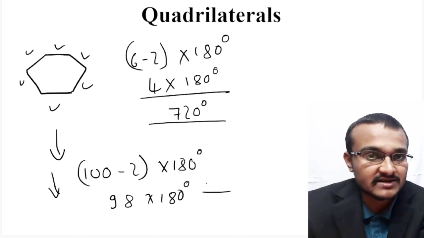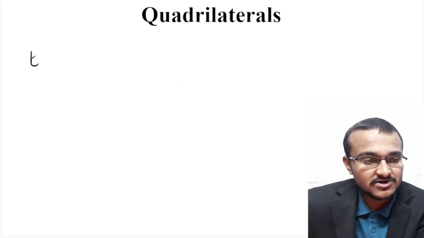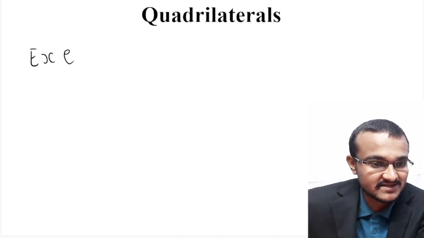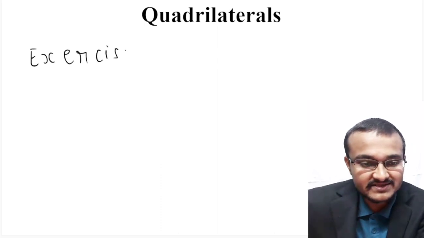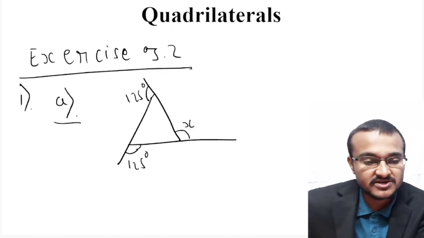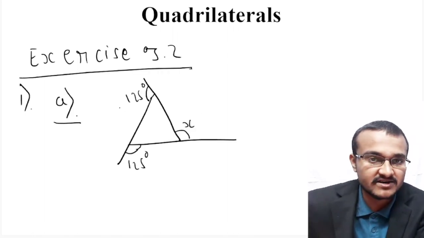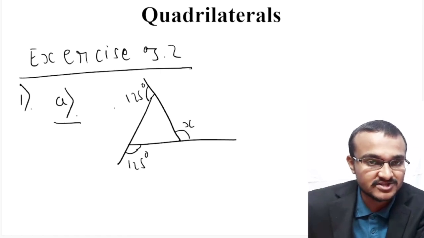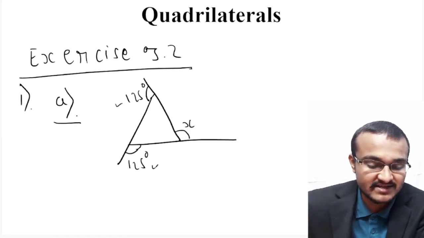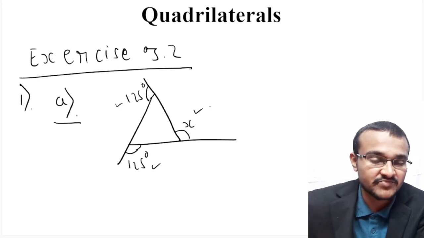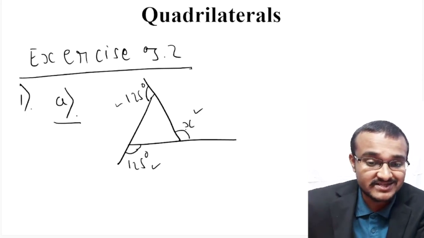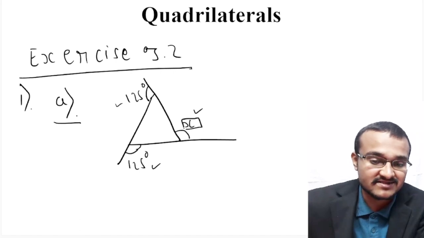So after learning all these concepts, let us actually solve exercise 3.2, which is there in this chapter. Coming to the A question in this first question, there is a figure given here. There are three exterior angles for this polygon. One is 125 degrees, the other is 125 degrees, and the other is X. Now you have to find the third exterior angle, X.